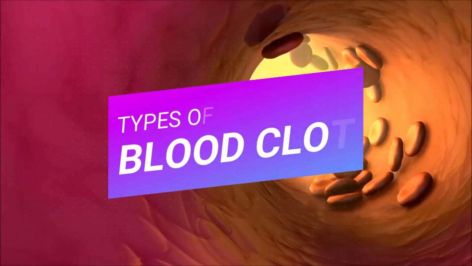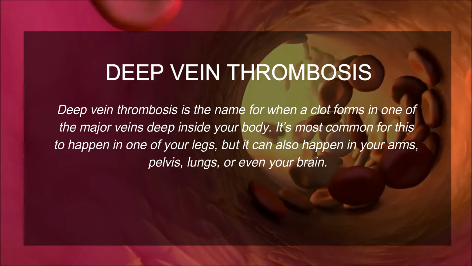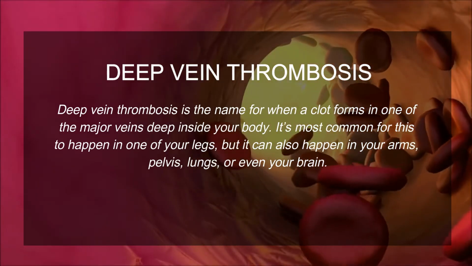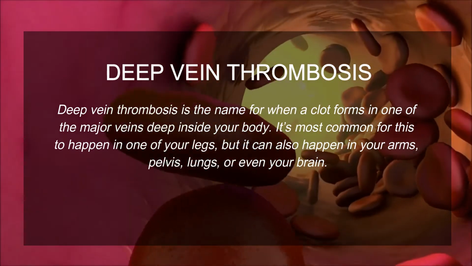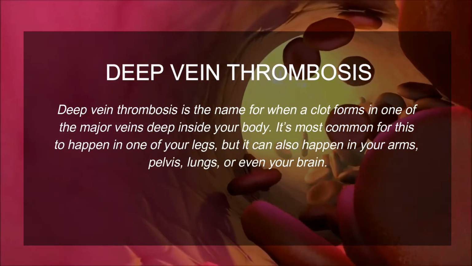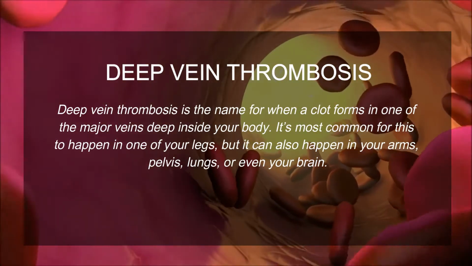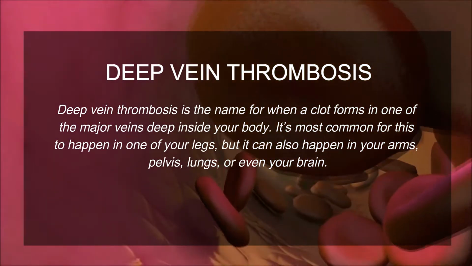There are different types of blood clotting. First is deep vein thrombosis. It is the name for when a clot forms in one of the major veins deep inside your body. It is most common for this to happen in one of your legs, but it can also happen in your arms, pelvis, lungs, or even your brain.